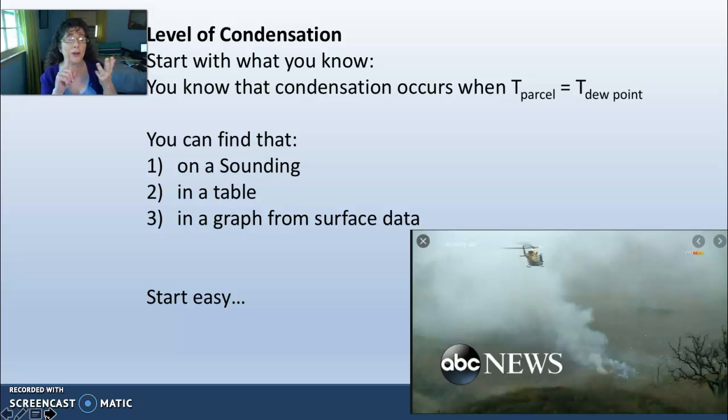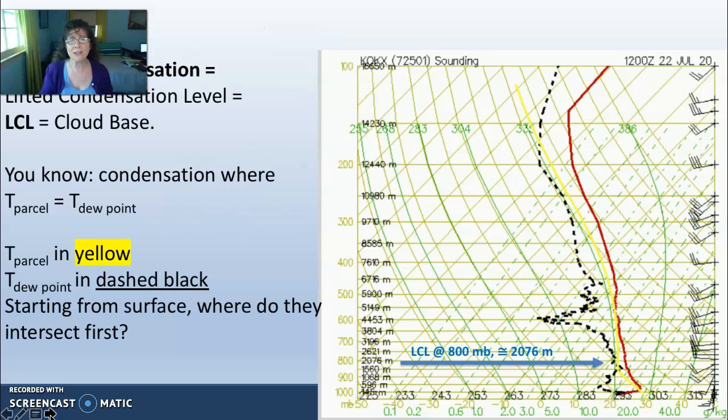And then in homework, you're going to do it on a table. And then you're going to convert it to a graph. So you're going to make your own sounding. You've already made your own sounding before with altitude and Key West and Anchorage, I think, right? So you can add in this as well. Let's start easy. Let's start with finding the level of condensation on a sounding.